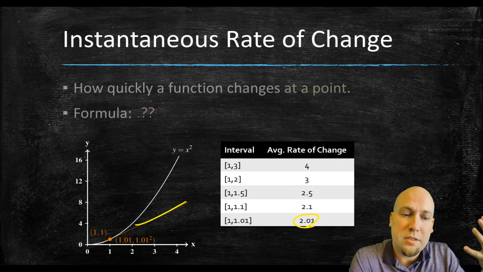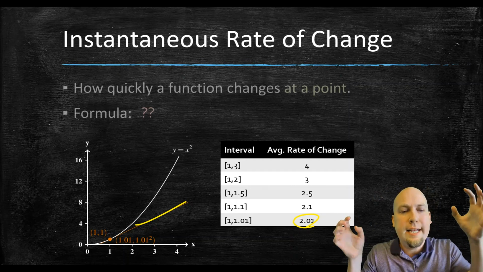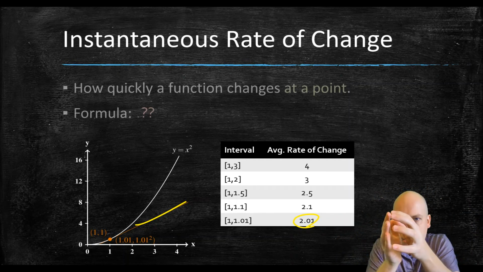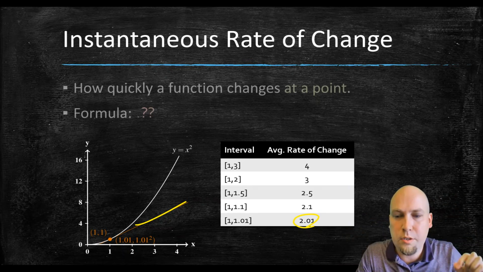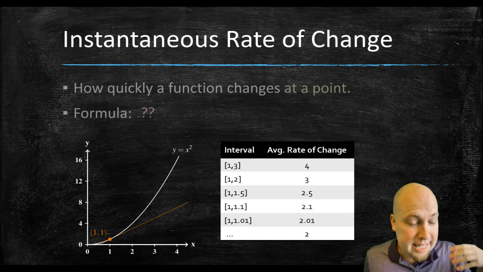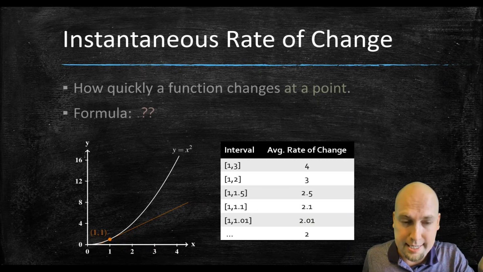And maybe now you can sort of see what's going on here. As the interval gets smaller and smaller, the average rate of change over that interval is getting closer and closer and closer to 2. Okay, and that actually does happen. We're going to show that in a second.